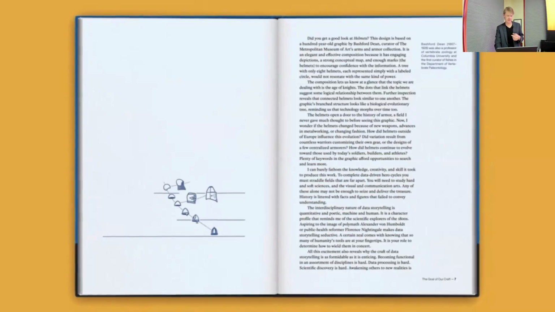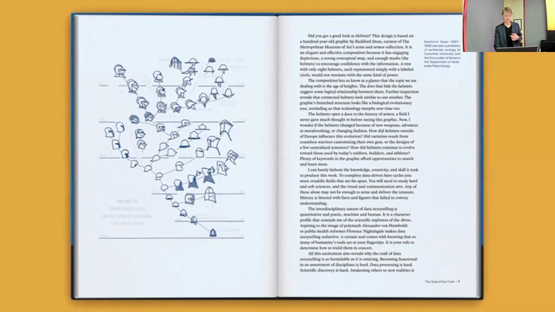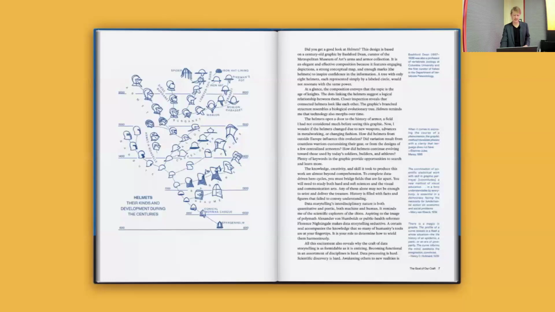There are different themes that run throughout the book, and when I say themes, I mean kind of aesthetic themes, vibes. And so one of those is medieval knights. Here's the evolution of helmets.